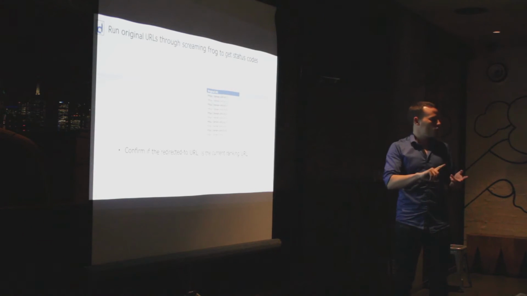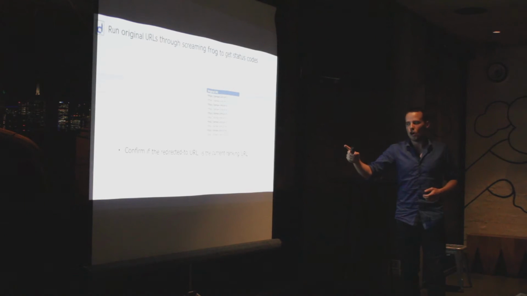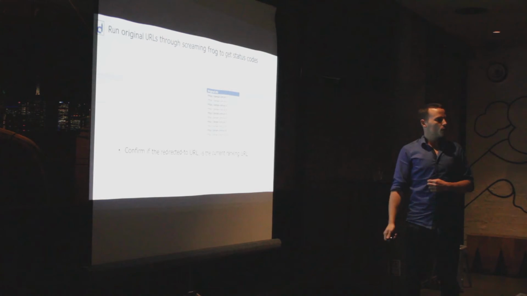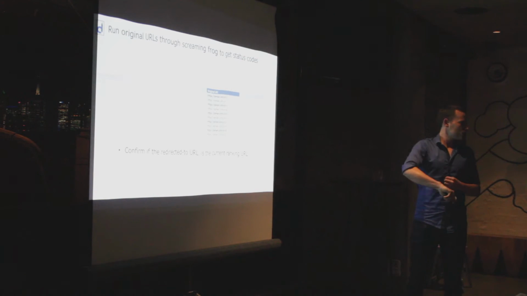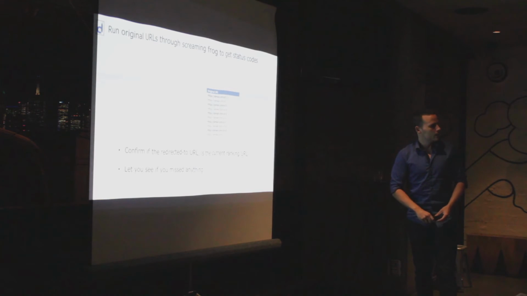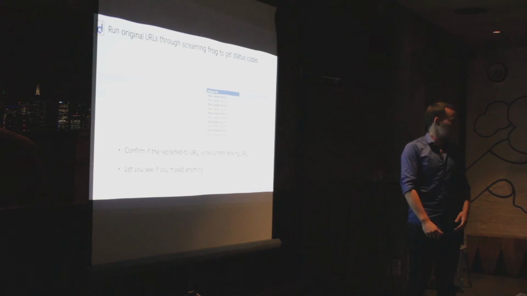So by running this content through Screaming Frog, you're going to be able to get your status codes to know whether it was redirected, know if it's 404, know if it hasn't changed at all. But then you're going to be able to confirm if the redirected URL is currently the ranking URL. So did that redirect work, or did something else start ranking for it? And then let you see if you actually missed anything. So were there any pieces of content there that are now 404 and that should be redirected instead?